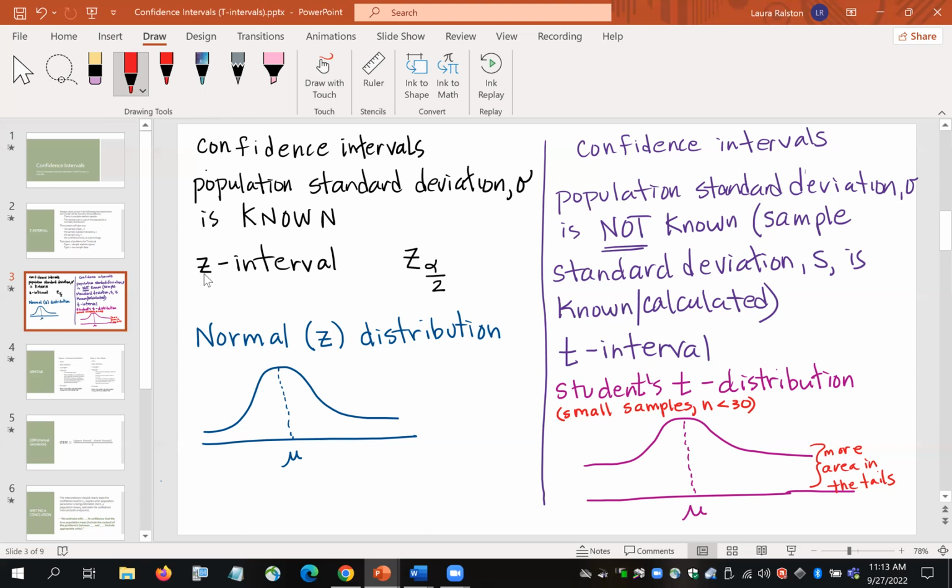Again, it has all of the same characteristics as the normal. It is symmetric about the mean. It is bell-shaped. It is continuous, but it was made to deal with those smaller samples.